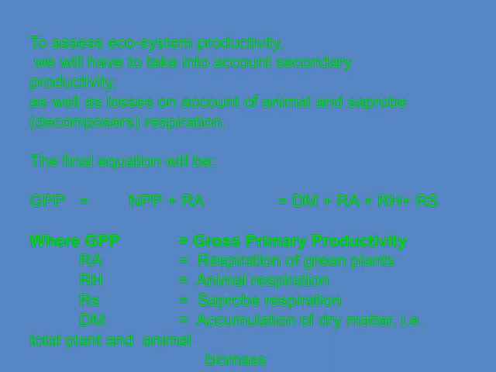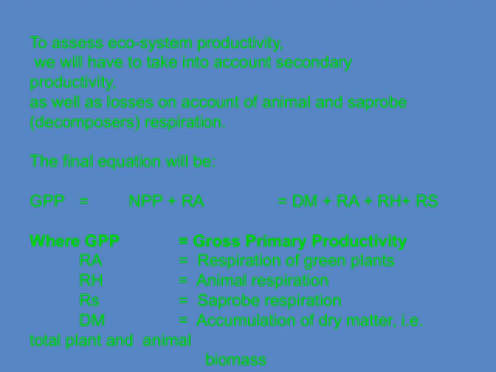To assess ecosystem productivity, we need to look beyond just the primary productivity. We have to consider secondary productivity as well, which is the biomass produced by herbivores and other consumers. Additionally, it's important to account for the energy or biomass lost through respiration, not only from green plants, but also from animals and decomposers, or saprobes. This brings us to the key equation.